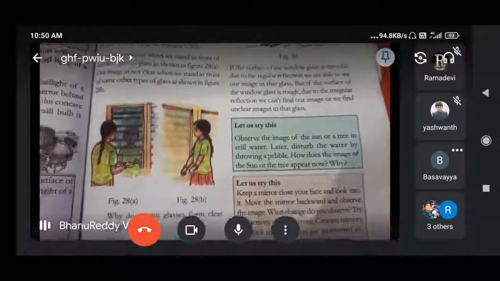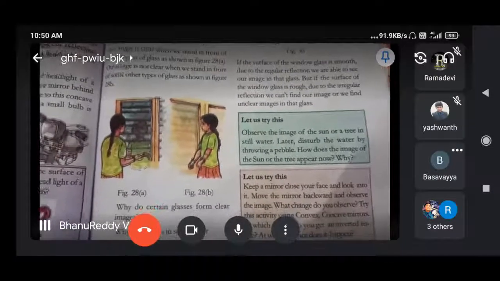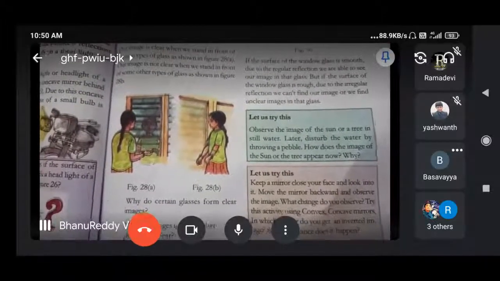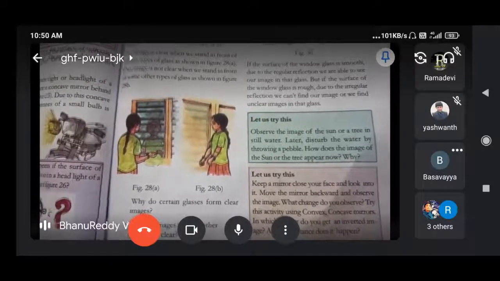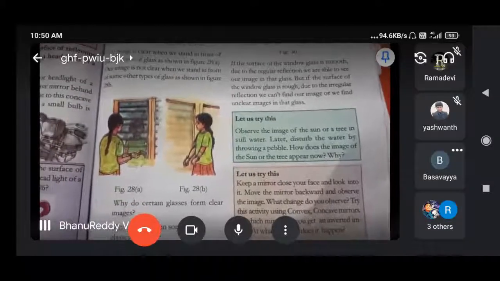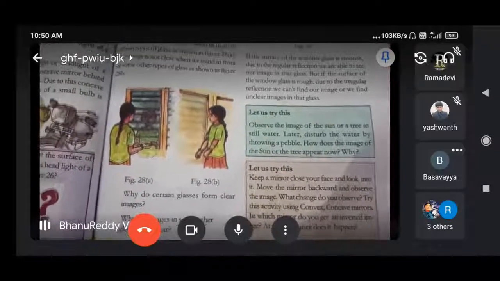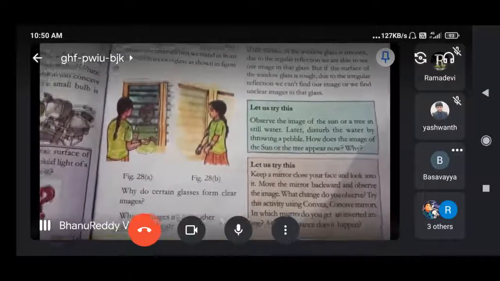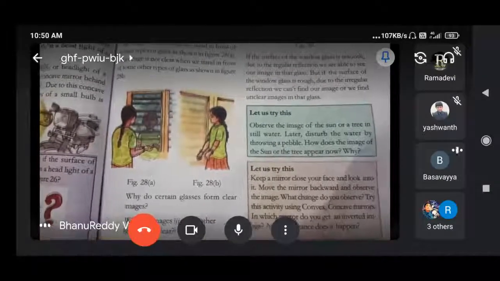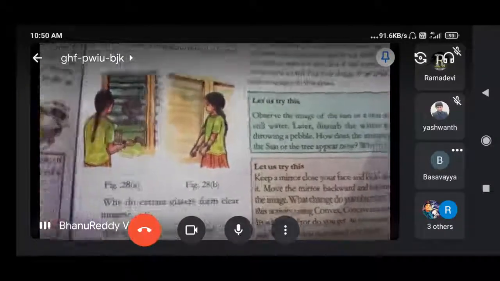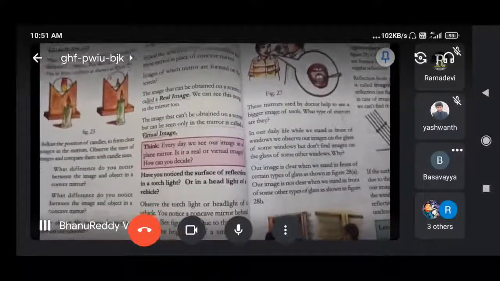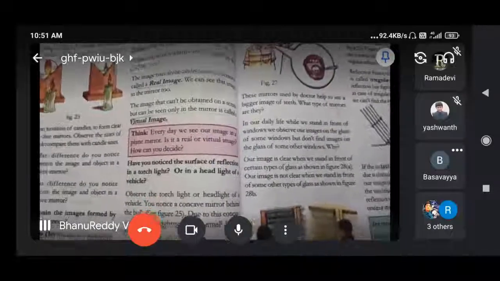Keep a mirror close to your face, look into it, and move the mirror backward. What changes do you observe? Convex and concave mirrors: in which mirror do you get an inverted image? Only the concave mirror will give an inverted and real image. If we increase the distance, the size of the image will decrease. If we decrease the distance, the size of the image will increase. In that manner you can understand. Concave and convex mirrors, their image formation and all, you are going to discuss in further classes. Up to here this is the lesson, and we'll start the running notes now.